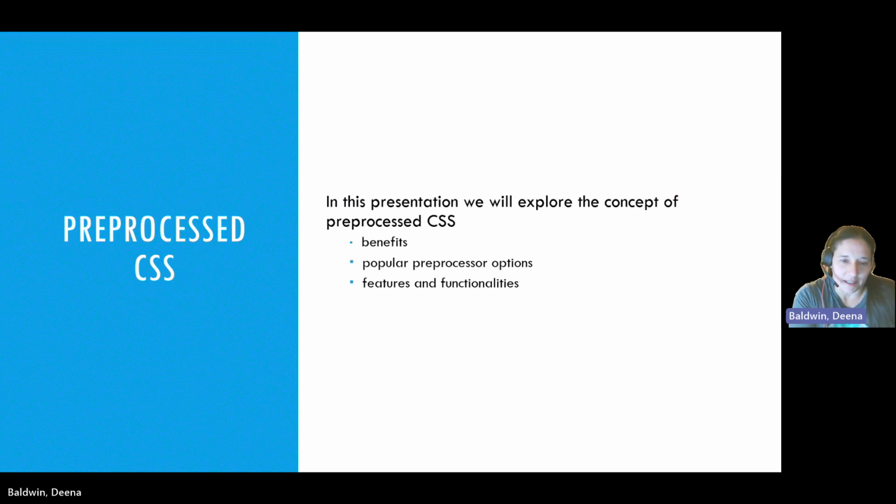As we know, CSS is called a cascading style sheet, and it's the fundamental language for styling web pages. We've been learning a lot about CSS so far this semester, but in this presentation, we're going to explore the concept of pre-processed CSS, some of its benefits, some of the most popular processor options, and some of the features and functionalities of those processors.